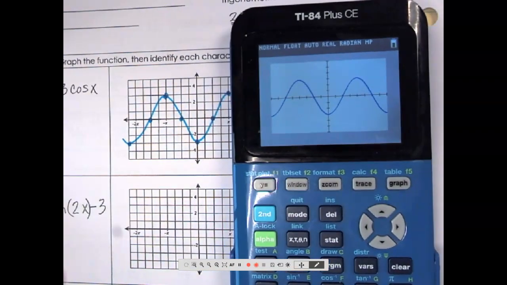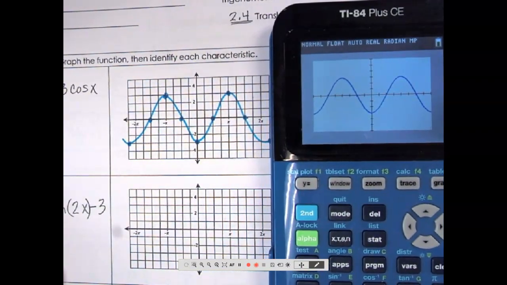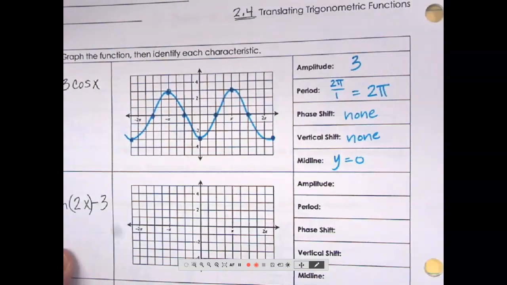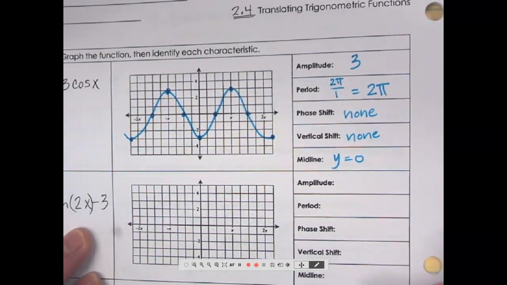And did that match what we just did? Yes. Okay. Alrighty. Next one. What's my amplitude?